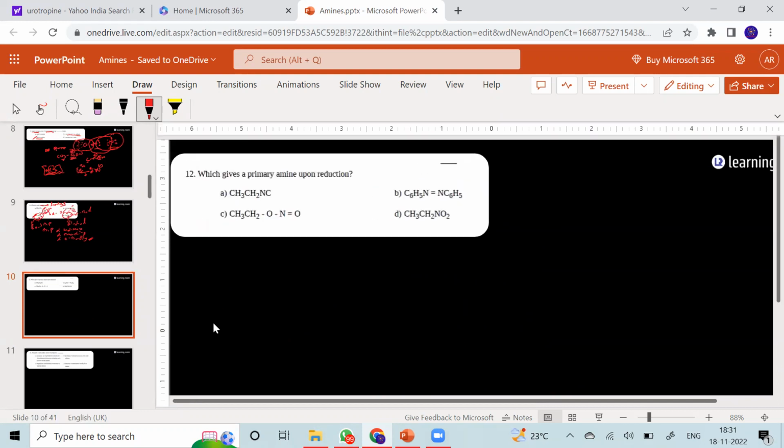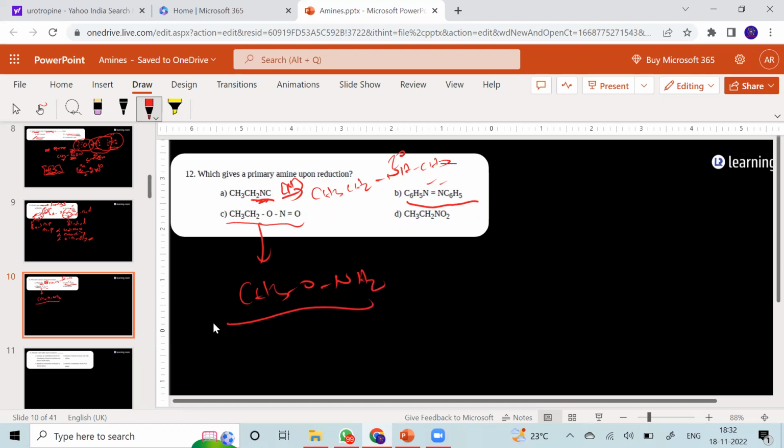Which gives primary amine upon reduction? Now this is an isocyanide. Isocyanide on reduction would give me CH3CH2NHCH3. You just added hydrogen to this. This is a secondary amine. If I go for reduction here, all you have to do is add hydrogen, so nothing would happen. And this one, you have an oxime-like group. If you try to reduce this, you will get maybe this one.